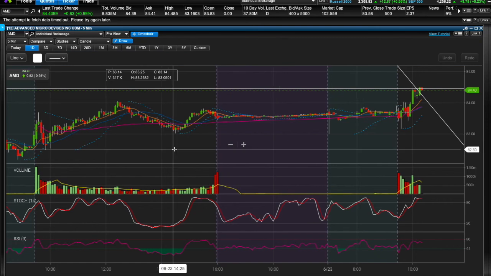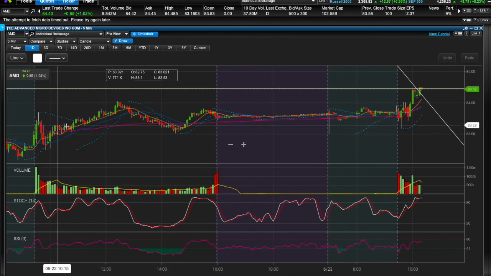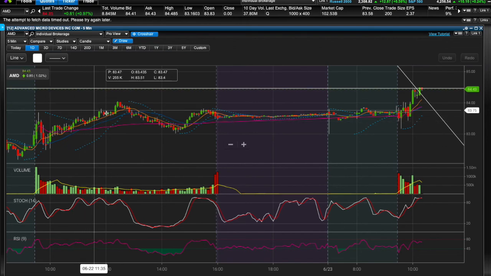When the stock just keeps making these flag patterns over and over, you get this stair step type of thing going on, as you can see here.